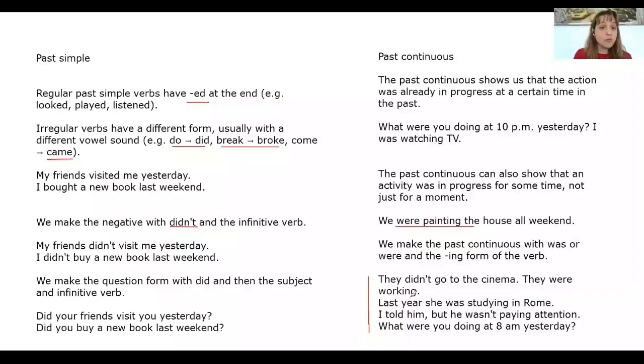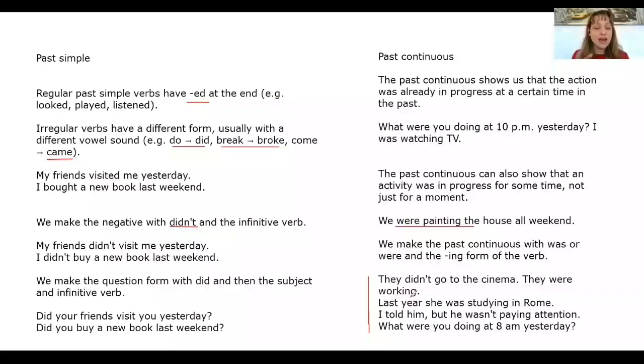The negative form, we put the negative into the verb to be, wasn't and weren't. So for example, I told him, but he wasn't paying attention. So one action happens in the past, I told him, but because he wasn't paying attention before, during, and after the moment I told him, he didn't understand what I said.